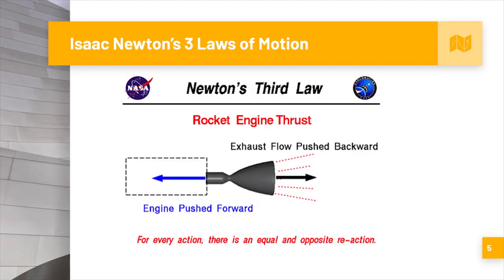The third law states that for every action in nature, there is an equal and opposite reaction. In other words, if object A exerts a force on object B, then object B will also exert an equal force on object A.